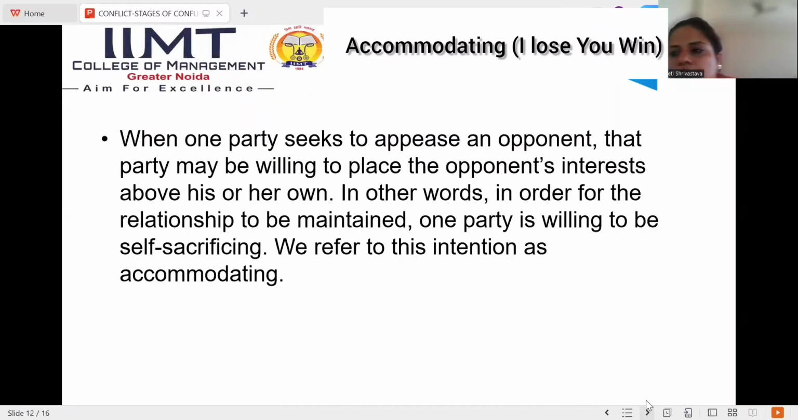Now, the next is accommodating. When one party seeks to appease an opponent, that party may be willing to place the opponent's interest above his or her own. In other words, in order for the relationship to be maintained, one party is willing to be self-sacrificing. We refer to such a type of intention as an accommodating intention.